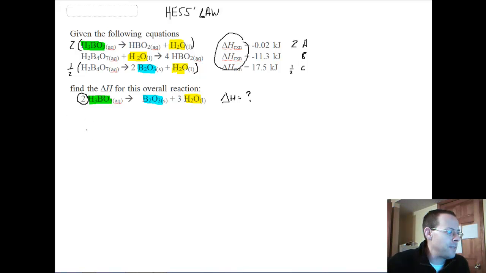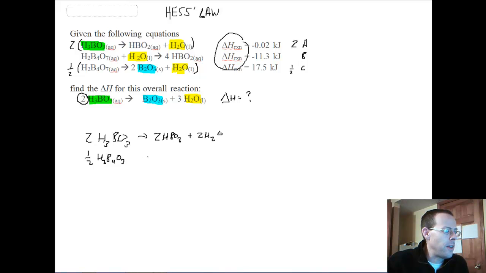So I'm going to rewrite A down here, distributing that 2. So we really have 2 H3BO3s, and they react to form 2 HBO2s, and also 2 waters. And then our reaction C, we're going to rewrite it, and we're going to have half a mole of H2B4O7, and that reacts to form 1 mole, so I'm not going to write anything, of B2O3. And then we also have half a mole of water.